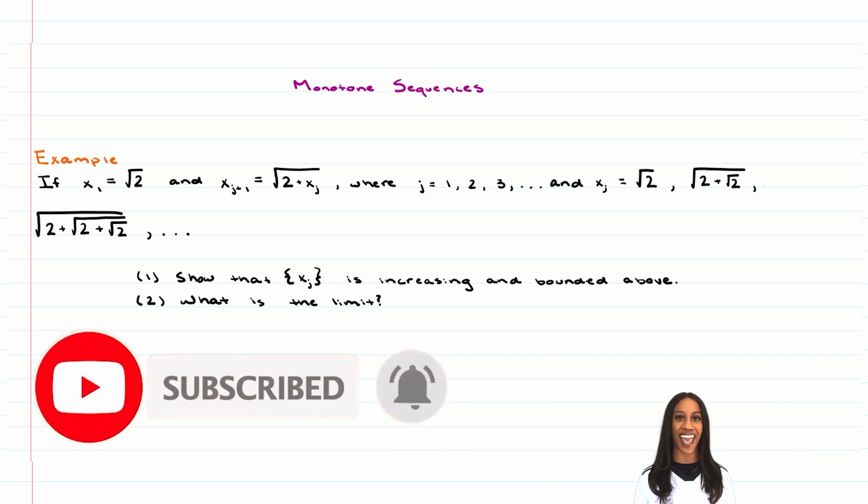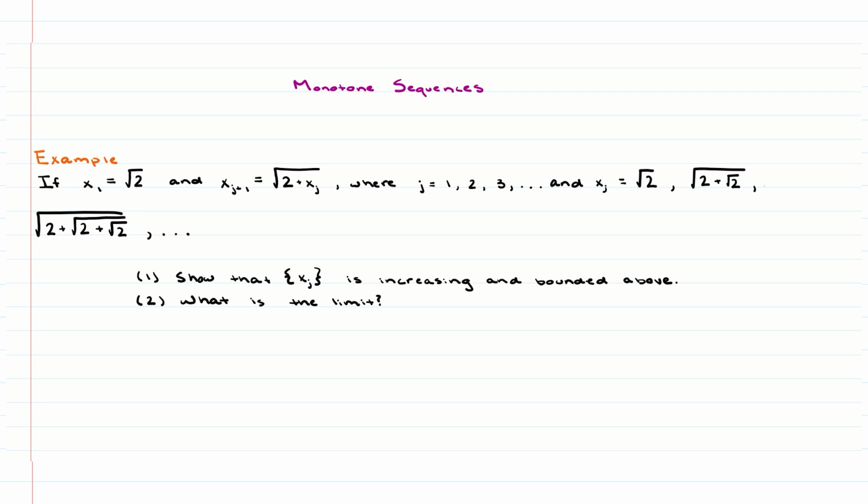Alright, now let's take a look at this example. In this example, we're given a sequence where x sub 1 equals the square root of 2 and x sub j plus 1 equals the square root of 2 plus x sub j. And we're being asked to show that the sequence x sub j is increasing and that it's bounded above, and we're also asked to find the limit of this sequence.